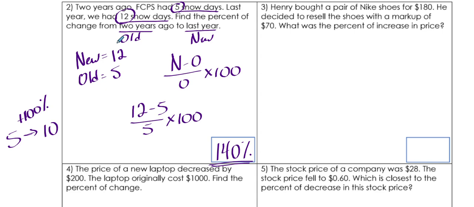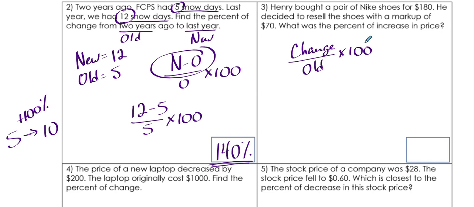All right, so on the first 2 problems, we had to do the new minus the old because we didn't know how much it changed by yet. There's going to be some problems where you actually don't have to calculate that. It's just going to tell you how much it changes, and that's the number that goes on top. Remember, it's always the new minus the old on top, which is how much it changes by, divided by the old, times 100. So Henry bought a pair of Nike shoes for $180.